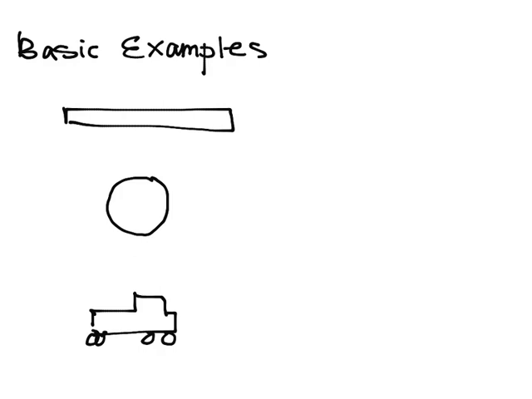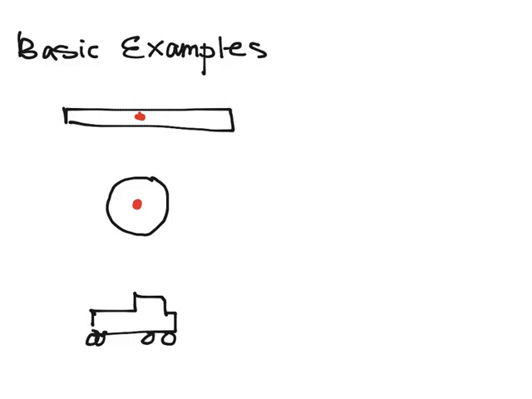Alright, so I'm going to start with some basic examples. Now, center of mass is exactly what you expect it to be. It's kind of the middle of an object if you balanced out where all the weight is. So for a meter stick, it would be right in the center here. For a circle, it would be right in the center.